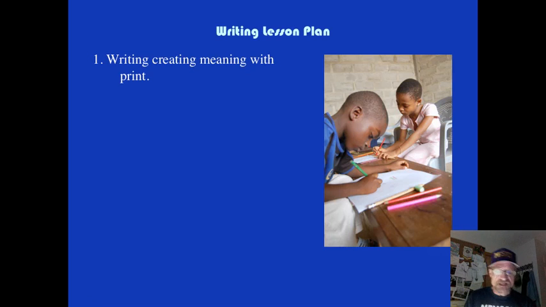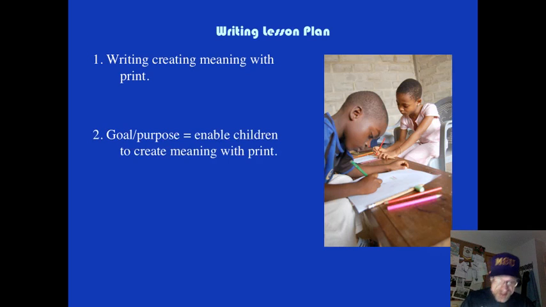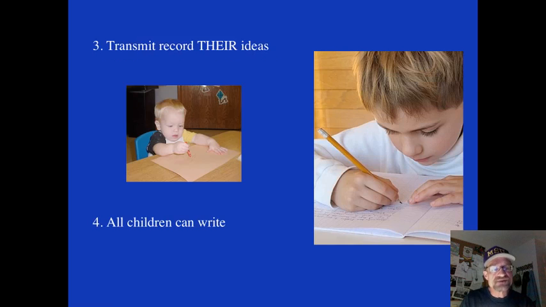Writing is creating meaning with text using both picture cues and letter cues. So the goal of the writing lesson plan is to enable children to create meaning with print. Good teachers know how to do this. The goal is for children to transmit and record their ideas, not your ideas or a neat story starter. Record their ideas.